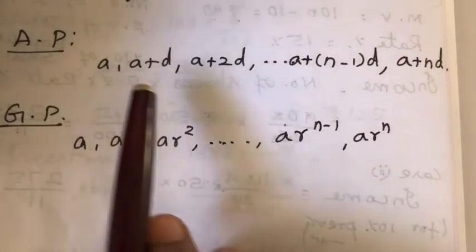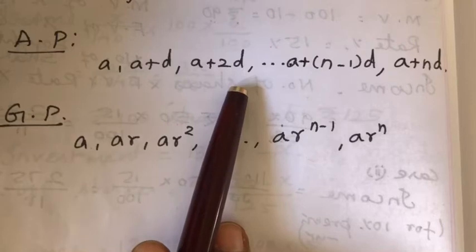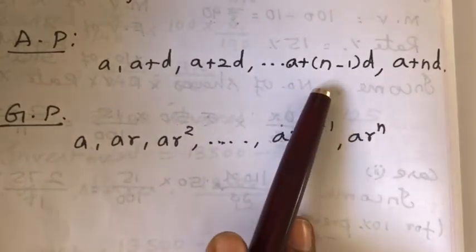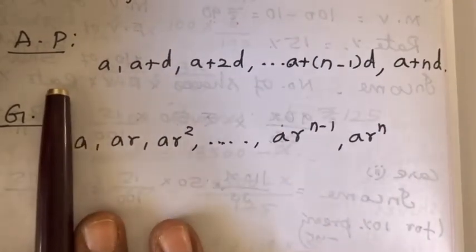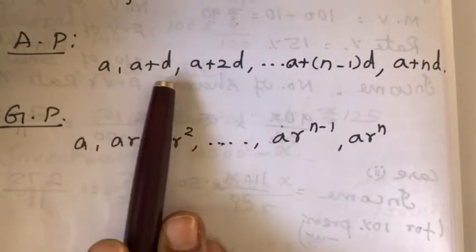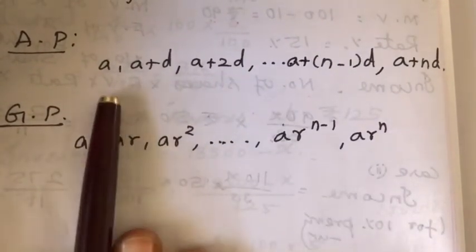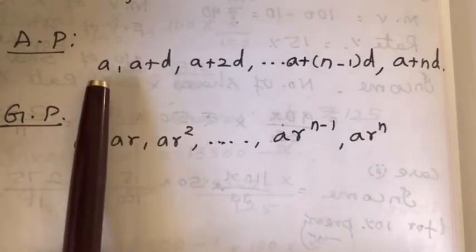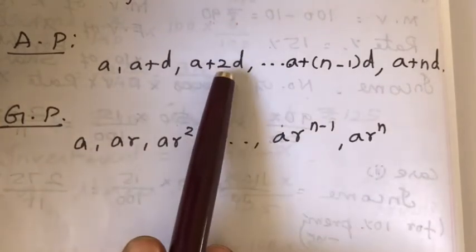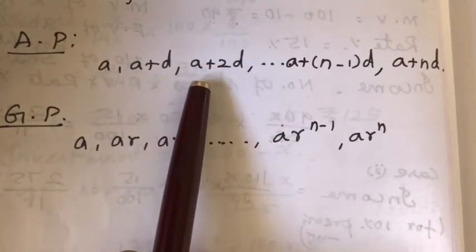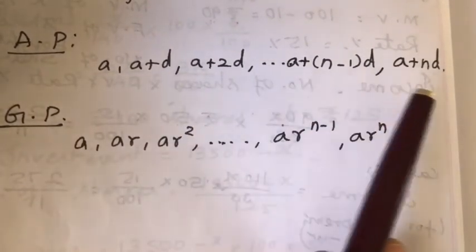Arithmetic progression means if the sequence is of the form a, a plus d, a plus 2d, etc., up to a plus (n minus 1)d and a plus nd, then we call it an arithmetic progression. a is the first term, and all the terms of the sequence have some common difference between them. That is, the difference between the first two terms is d. Similarly, the difference between the second term and the third term is also d. So, in the arithmetic progression, the terms have a common difference.